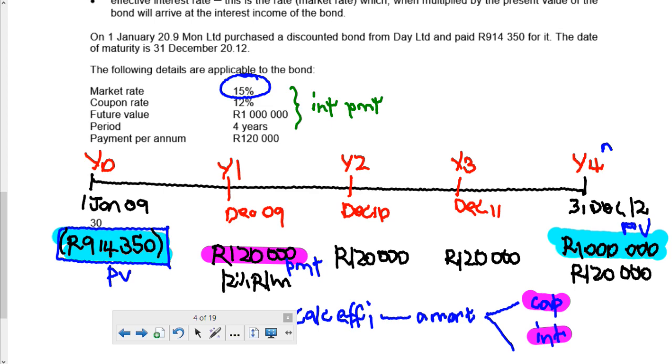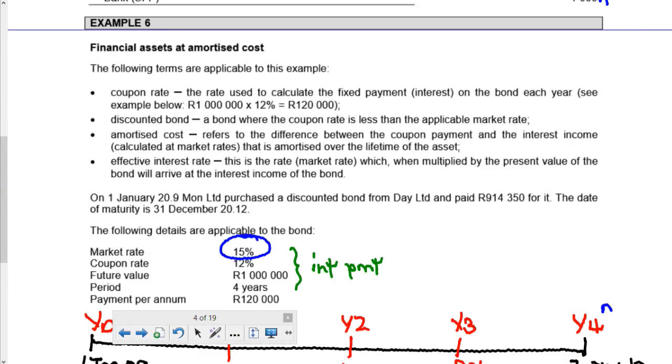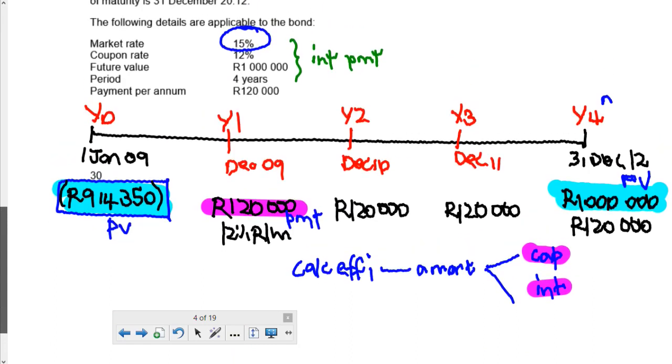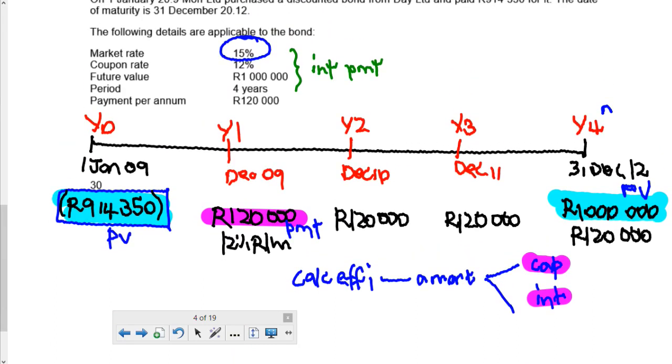Okay, so try and do the Amort for me and tell me what are your first year's Amort numbers. You all know how to do Amorts on your calculators? Okay, financial calculators, Amorts. So you first put in the blues. Present value minus 914,350. Payment plus 120. Future value plus R1 million.